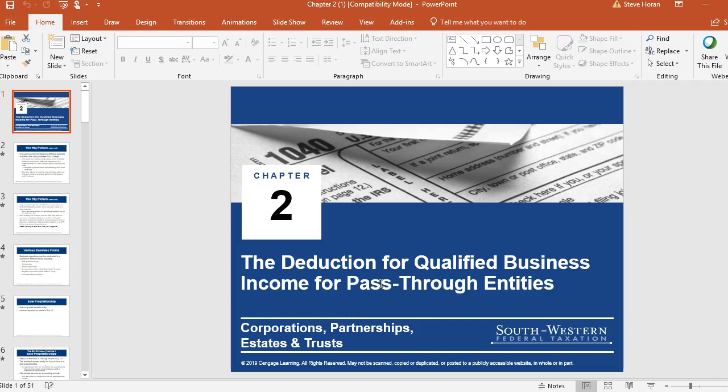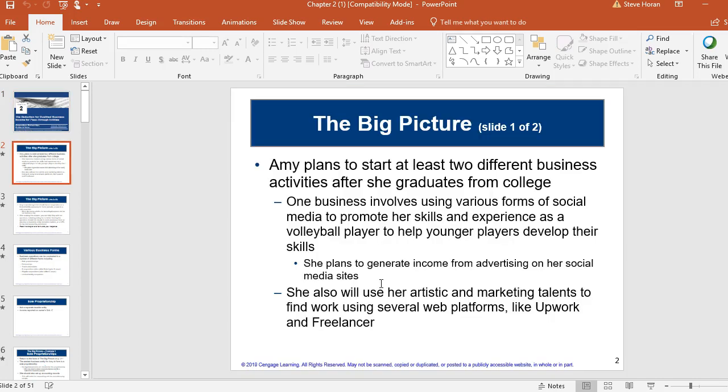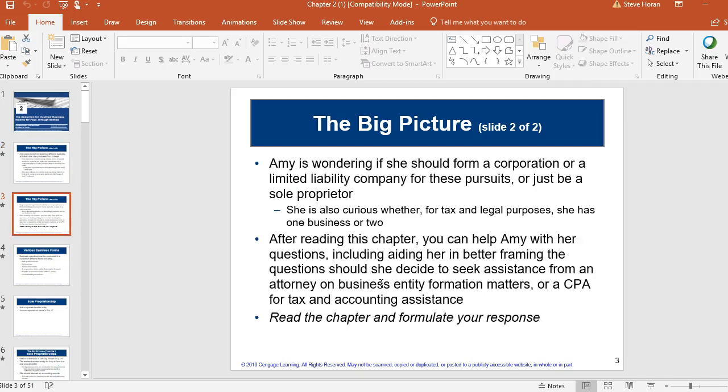So chapter 2 is basically called Deductions for Qualified Business Income and Pass-Through Entities, and we'll talk about what those mean. They always start out with what they call a big picture at the beginning of every chapter. So the first page of the chapter, just page 1 from chapter 2, shows some ladies playing soccer, and it talks about Amy here wanting to start a business. I'll let you read that on your own, but those are always good to read. They kind of give you the answer to the big picture later on in the chapter also. So I'll let you guys just read that on your own, but it's always good.